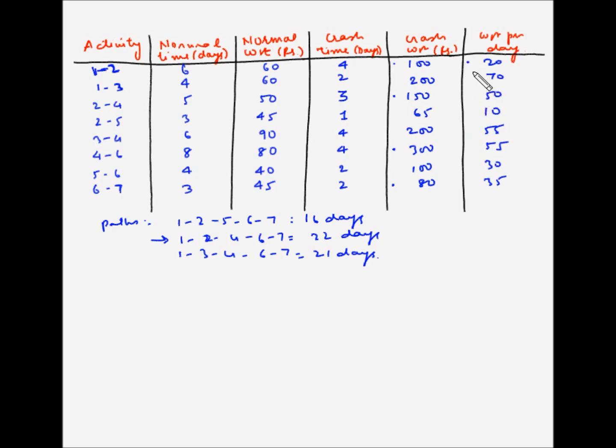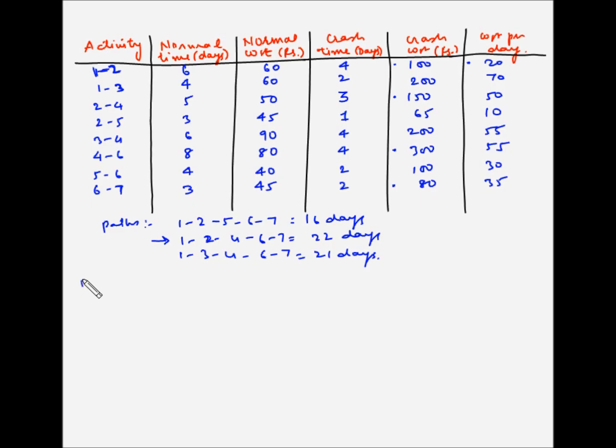So first we'll crash the activity 1, 2 by 1 day, because the difference between the critical path and the next most critical path is only 1 day. So the first step in the crashing is crash 1, 2 by 1 day. So basically, if we crash it by 1 day, the crash cost will be equal to 20 rupees, and the project duration now will reduce by 1 day.